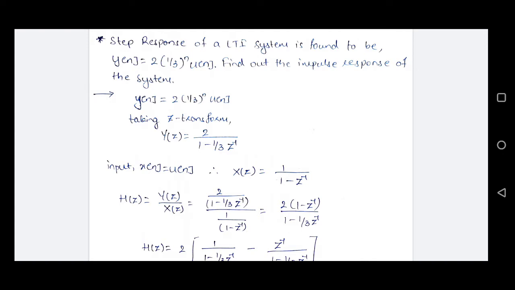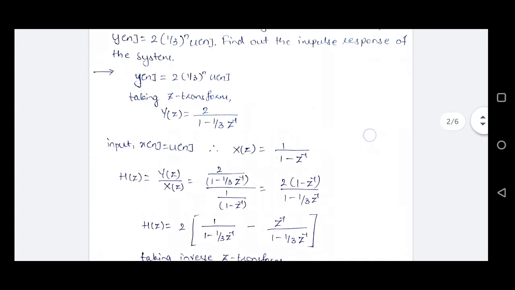The first problem we'll be considering is: the step response of a linear time invariant system is found to be y of n equals 2 times (1 by 3) to the power n u of n. Find out the impulse response of the system. So the difference equation which represents the system is given as y of n equals 2 times 1 divided by 3 to the power n u of n. Taking Z transform, we'll get y of z equals 2 divided by 1 minus 1 by 3 z inverse.